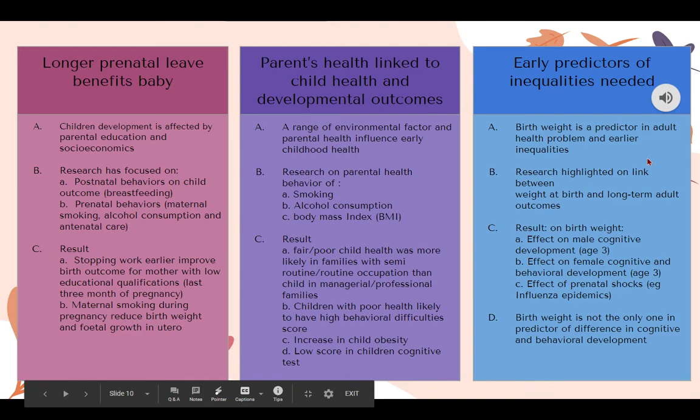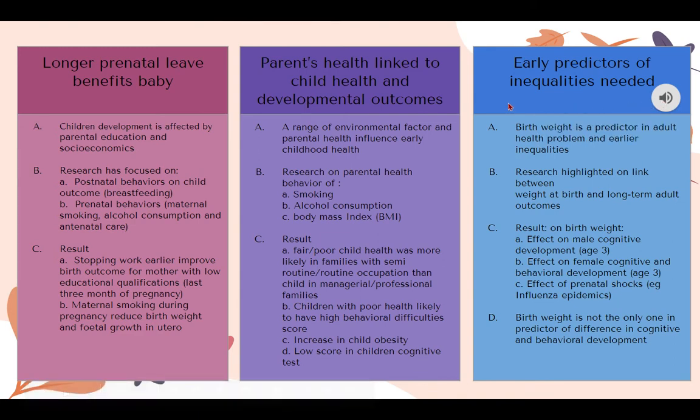The fourth research study is longer parental leave benefit baby. Children's development is affected by parental education and social economy. Researchers have focused on postnatal behavior on child outcome and parental behavior, which are maternal smoking, alcohol consumption, and antenatal care. The result of the study is mother who stopped working earlier in the 3 months of pregnancy improved the birth outcome, and maternal smoking during pregnancy reduced birth weight and foetal growth.